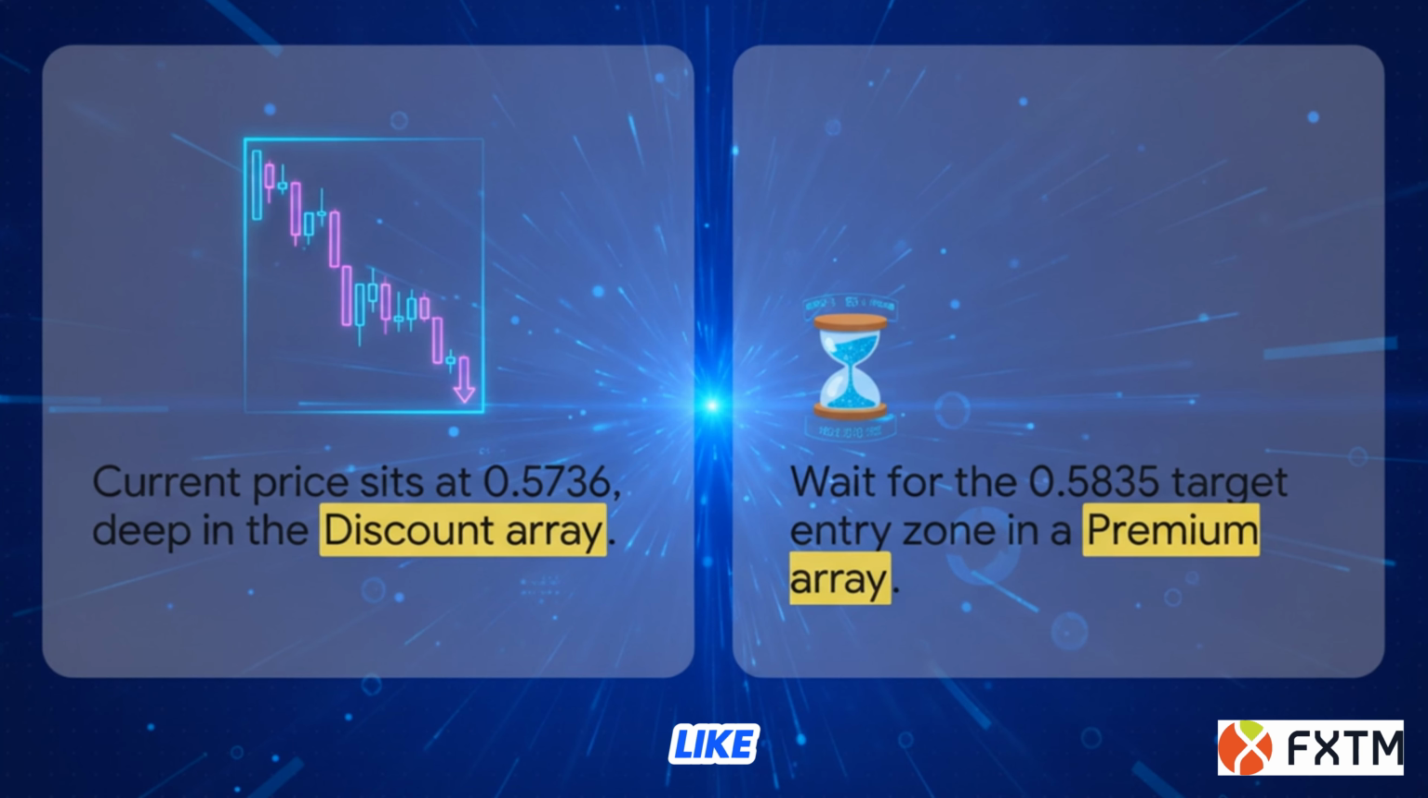Furthermore, I want to note that we are not forcing any SMT divergence analysis here. Correlated instruments, like the Aussie dollar, do not currently display clear divergence, so we simply state that fact and trade what the chart clearly provides. We never force technicals that aren't actually there.